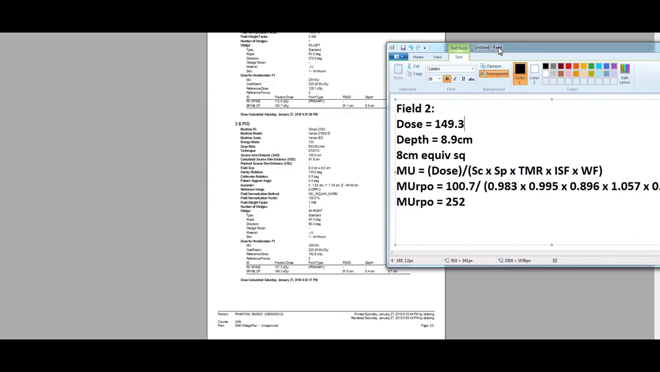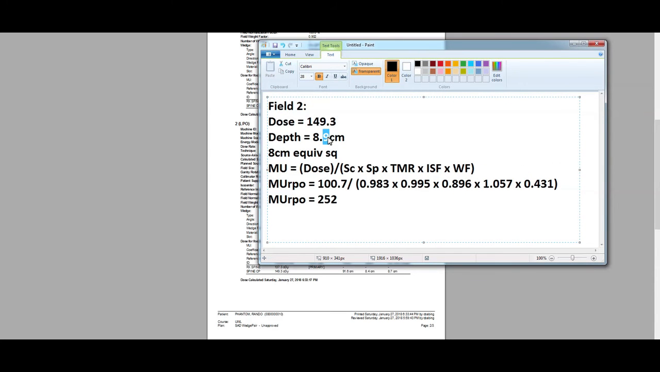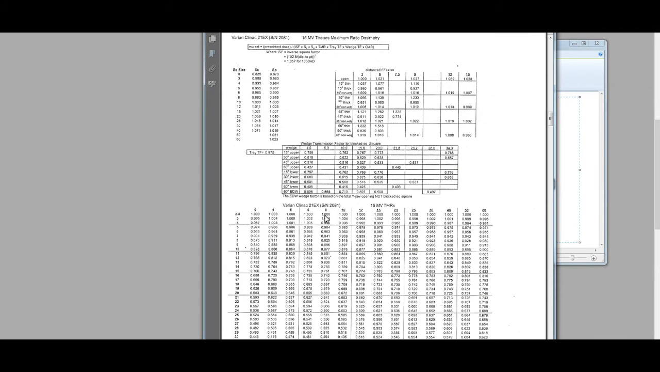My depth is 8.4 centimeters. I still have the same equivalent square. My monitor units are still going to be treated the same. The only difference now is my depth component and my wedge factor are going to change. My dose is 149.3. I have the exact same S sub C, the exact same S sub P. If I look at my beam data tables for TMR, I look at 8 centimeters and 8.5 centimeter depth, it is going to be 0.908.